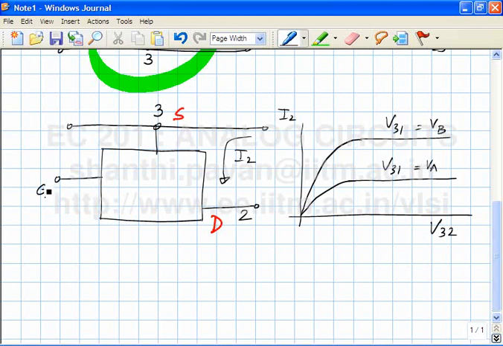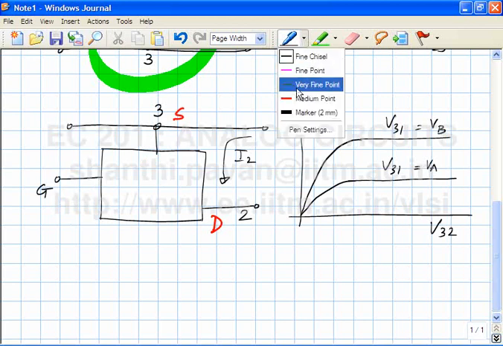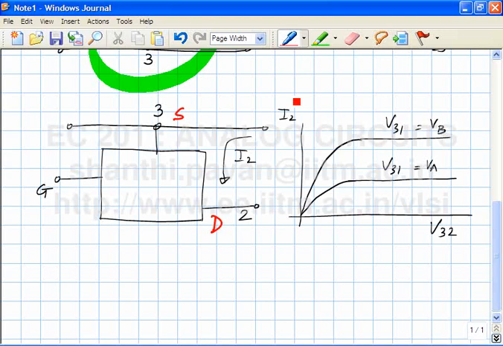This is the gate. So any suggestions on the symbol? This seems to make sense. And we are used to putting an arrow on the source to indicate the direction of current flow. So what direction will you put now? The arrow towards the left or towards the right? Left.